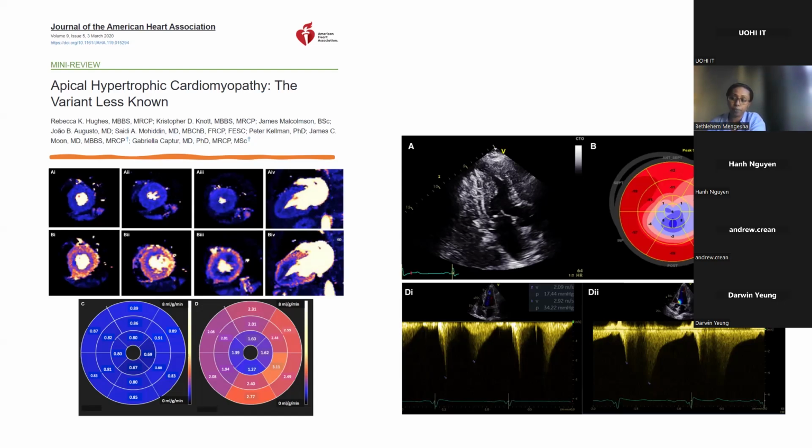On the left is an image of stress cardiac MR with quantitative perfusion mapping of a patient with apical HCM. And the images show stress-induced perfusion defect in the hypertrophied apex with corresponding reduction in stress myocardial blood flow and the reduced myocardial perfusion reserve, indicating microvascular disease in the hypertrophied apex. Perfusion imaging is being studied for its potential in risk prediction in this group.